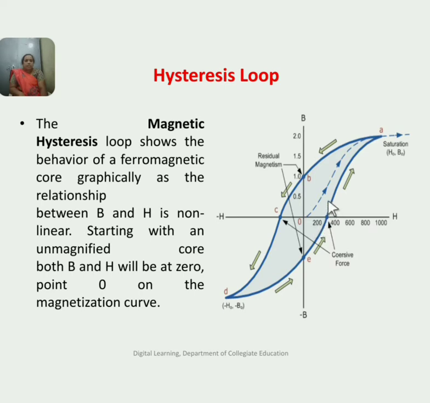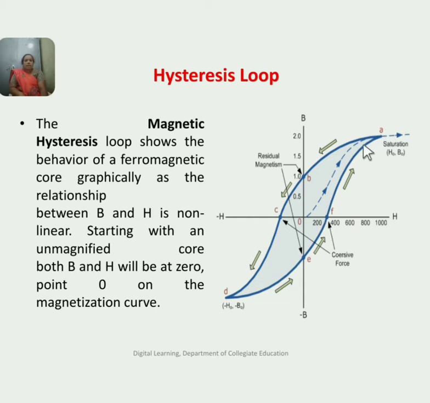As before, if we increase the magnetization current further in the positive direction, then B and H both increase and reach this value at a point A. Again it reaches the saturation point at A. Then the BH curve follows the path of A, B, C, D, E, F, again A.